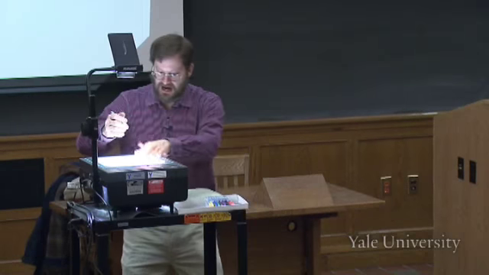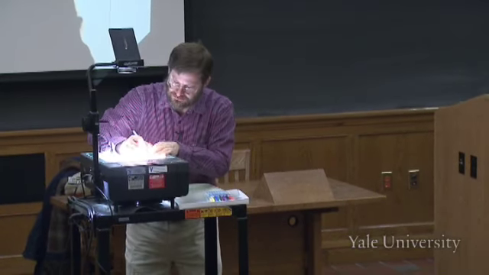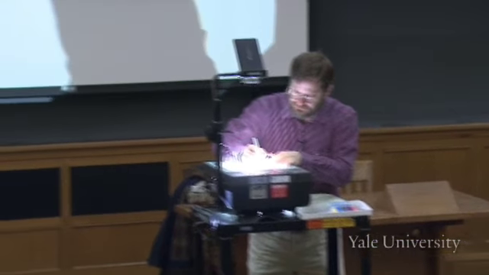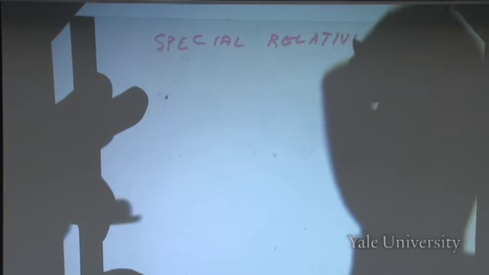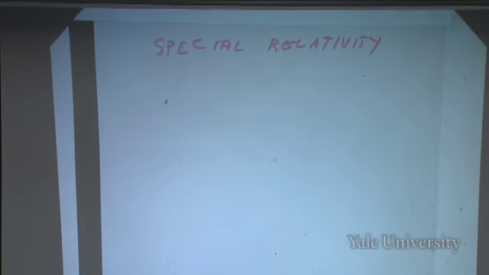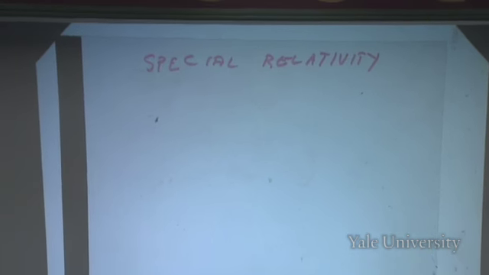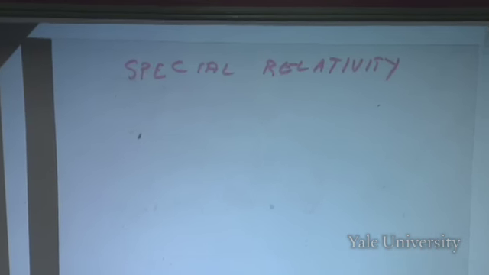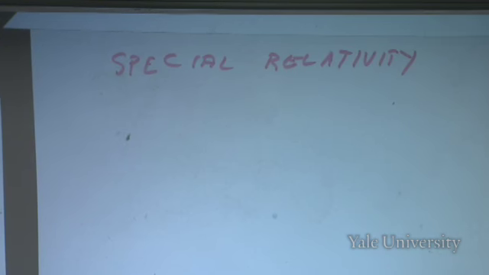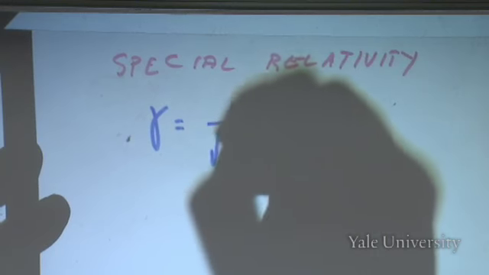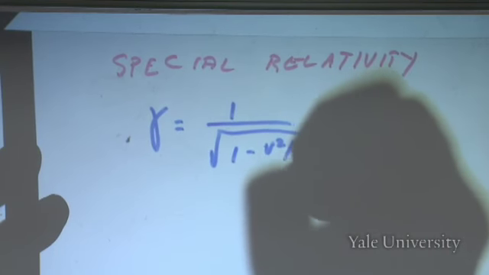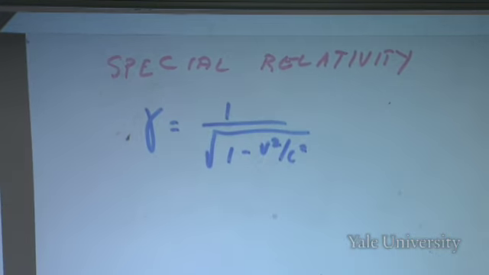Okay. The subject is special relativity. And right at the end of the last class, I had written down this factor gamma. And gamma is the key thing which tells you how relativistic you are. Gamma is equal to 1 over the square root of 1 minus v squared over c squared. And we talked about this factor a little bit.